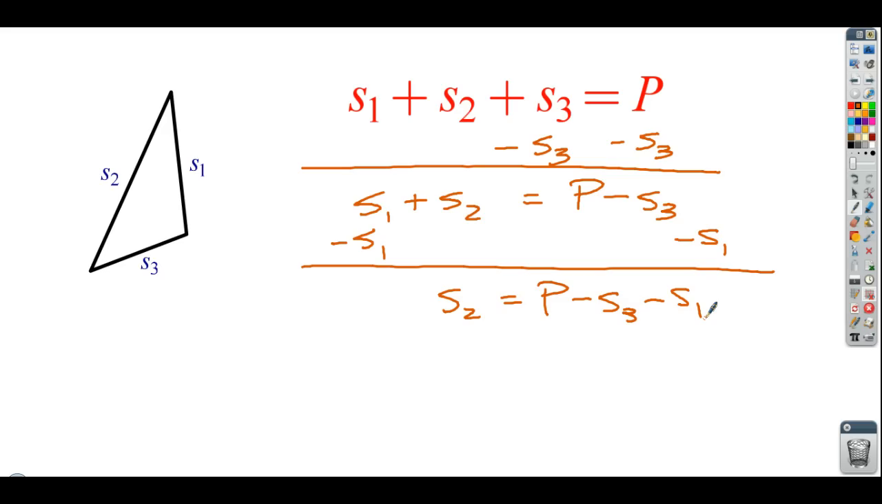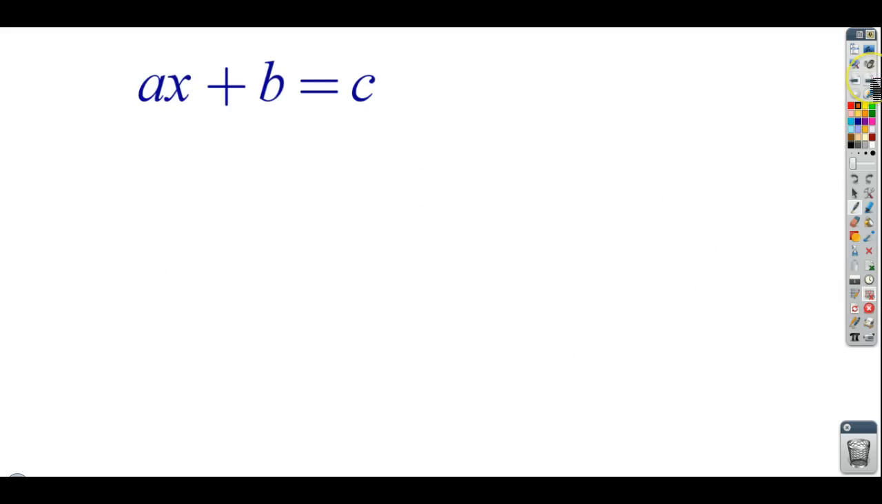Okay, that's one way to do it. Another way I could write this is if I knew the perimeter, I can subtract side 1 and side 3. Notice how I said that, a little differently. If I know the perimeter, I can subtract side 1 and side 3. So I can figure out how long side 1 and side 3 are, put them together, and then subtract that from the perimeter. It's the same idea. Okay. Moving on.